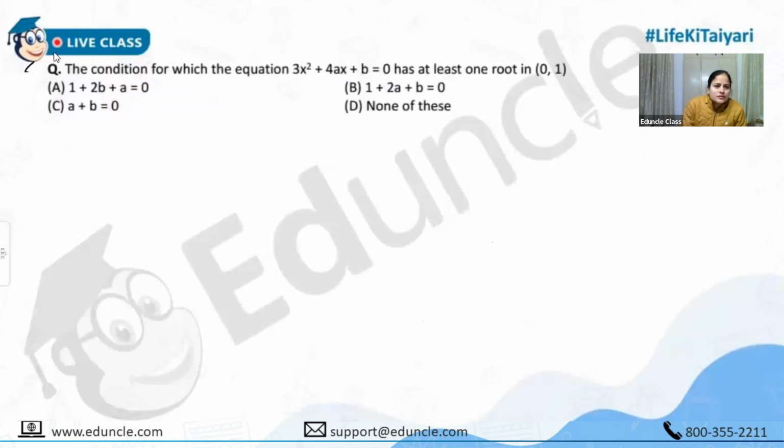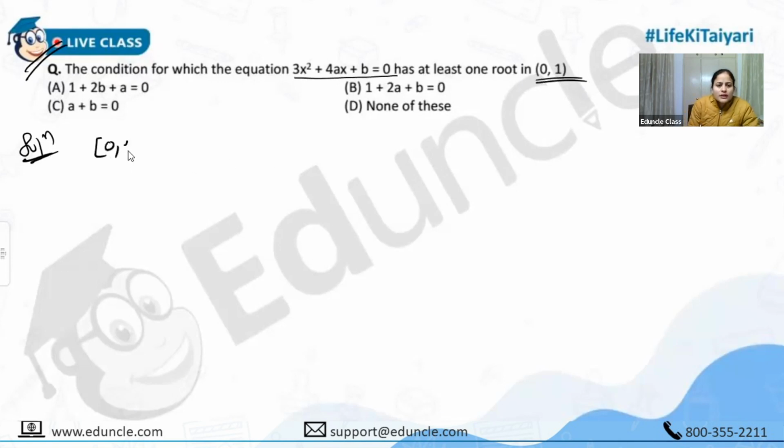So the next question is this. The condition for which this equation has at least one root in 0 to 1. How will you solve it? We can apply Rolle's theorem here. Yes or no? So what is asked? The condition for which this equation has at least one root in the interval 0 to 1.